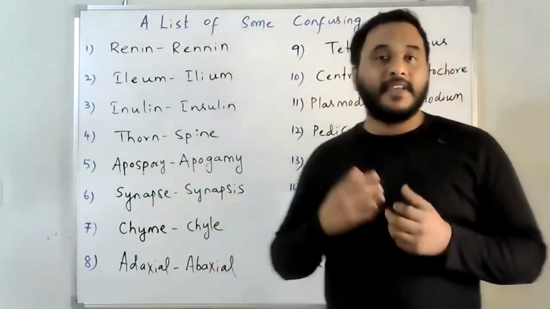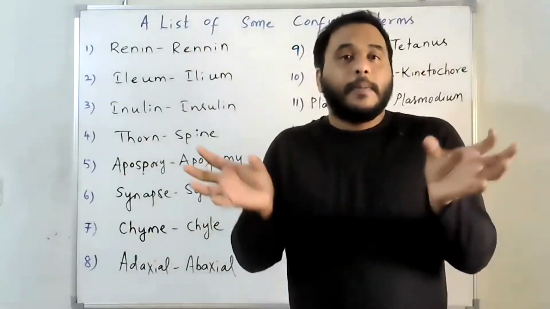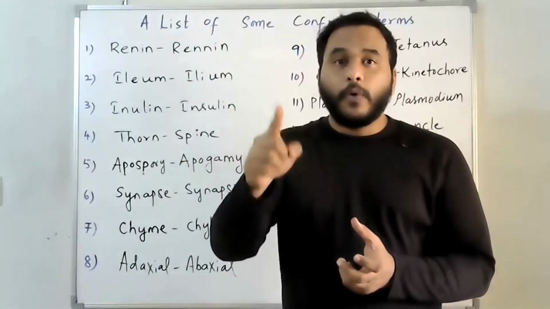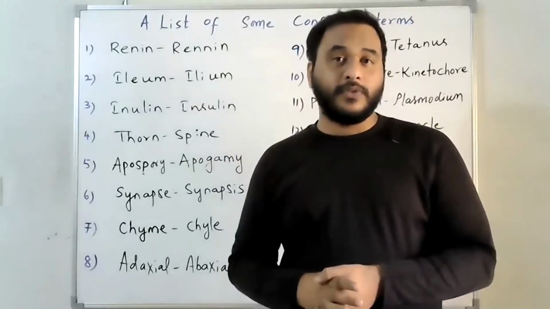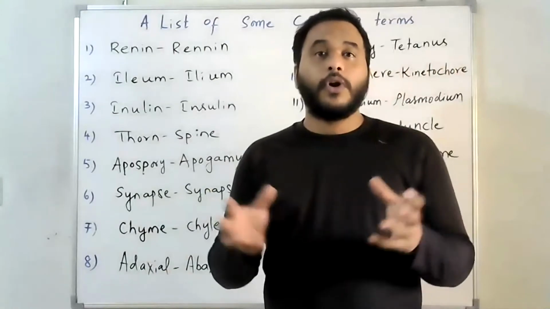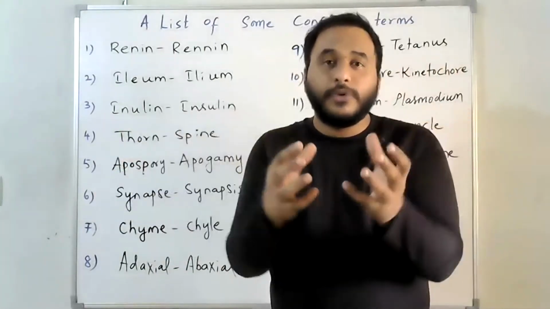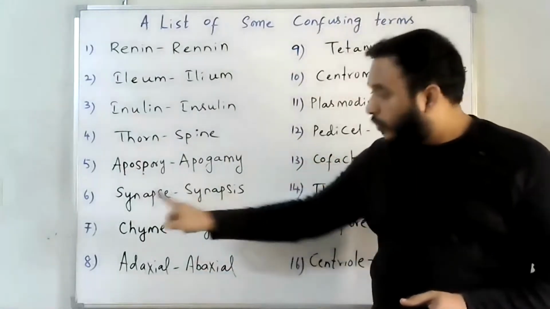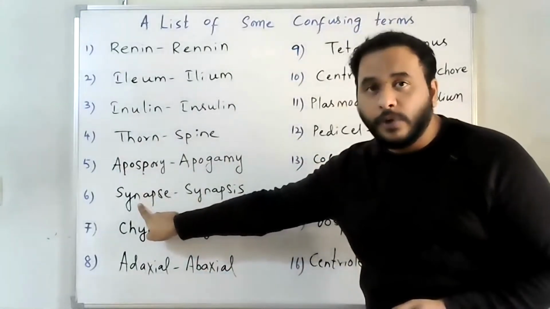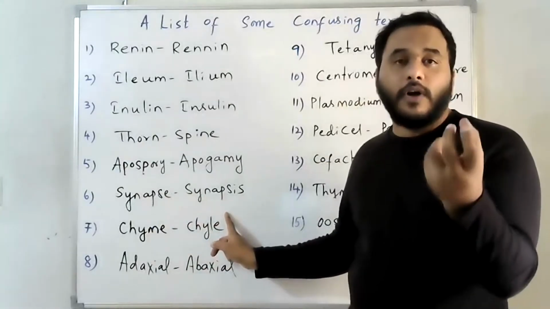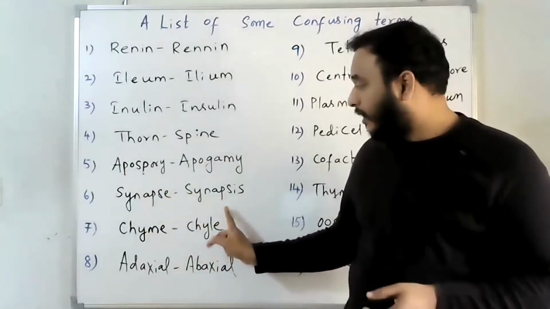Whereas synapsis is nothing but the pairing of homologous chromosomes during prophase 1 of meiosis 1 cell division. The homologous chromosomes come together and aggregate. So that is synapsis. Synapse is a space between two neurons. Synapsis is the pairing of the homologous chromosomes.